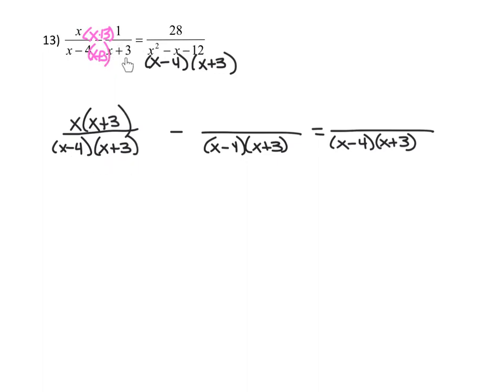The second fraction has the x plus 3 that our common denominator has, but it's missing this x minus 4. All right, so let's put the x minus 4 in the denominator. And if we put it in the denominator, I'm just going to slide it here. I also have to put it in the numerator. Okay, so now our numerator has 1 times x minus 4.